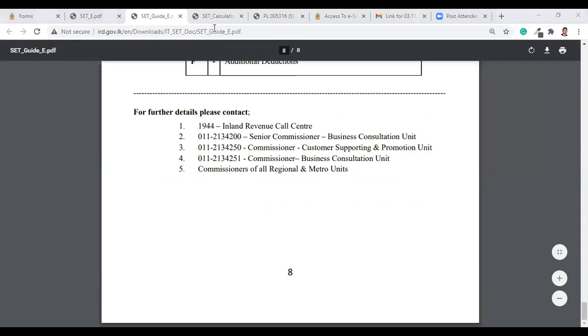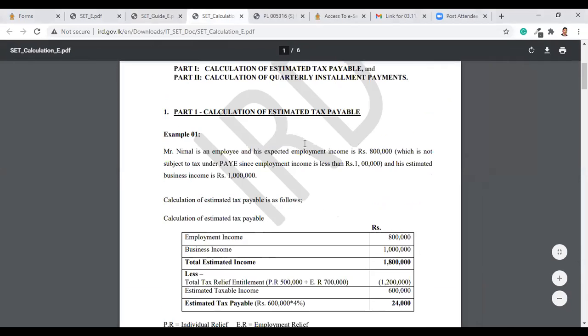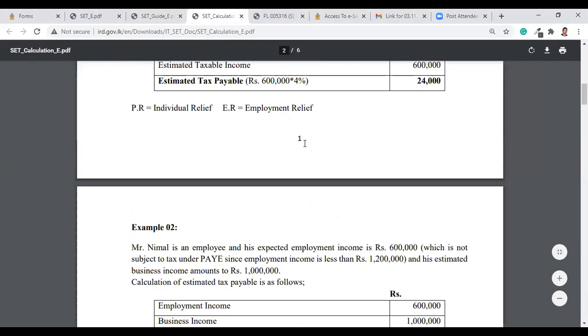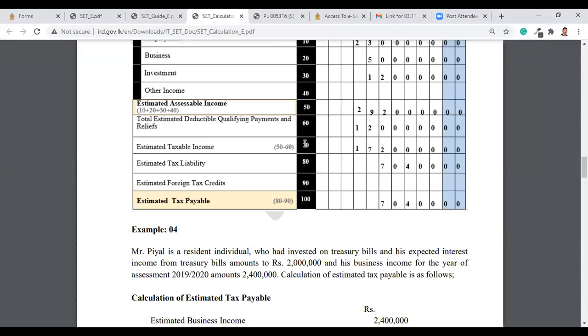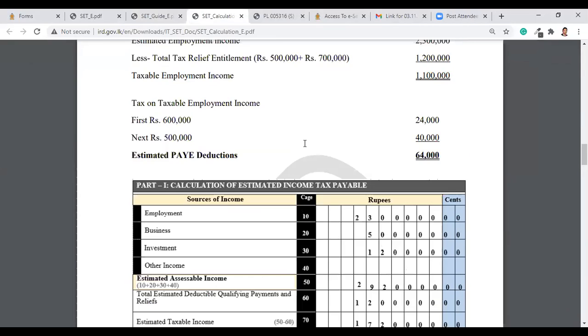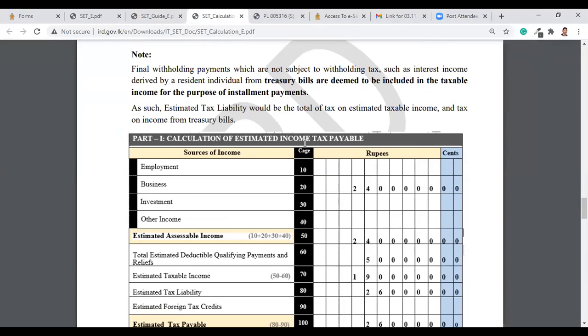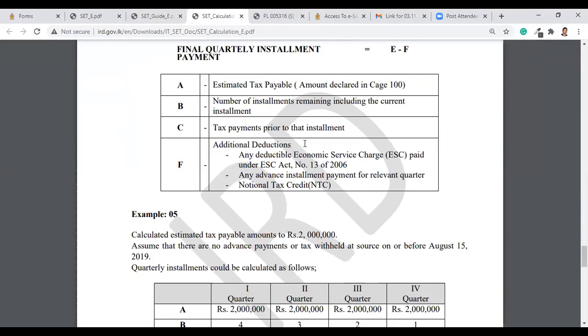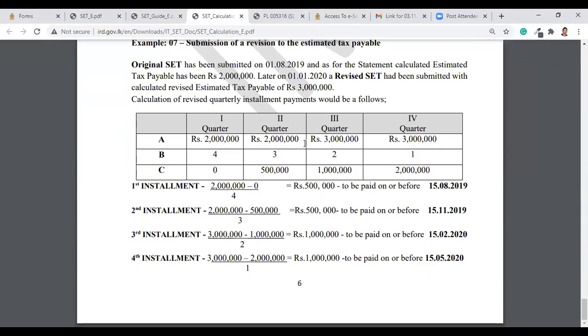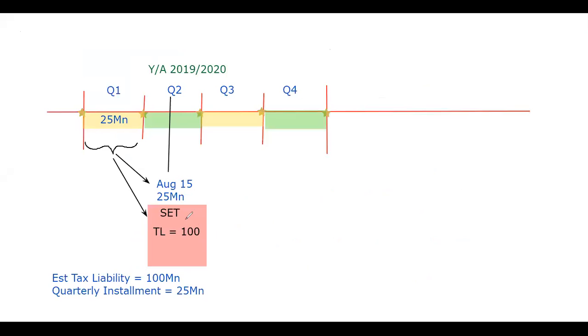And they have uploaded a few calculations as well from an individual perspective, because here you can take this as an example and do it from your company's perspective, right? I will share the whiteboard again. This is the SET form you need to submit, right?